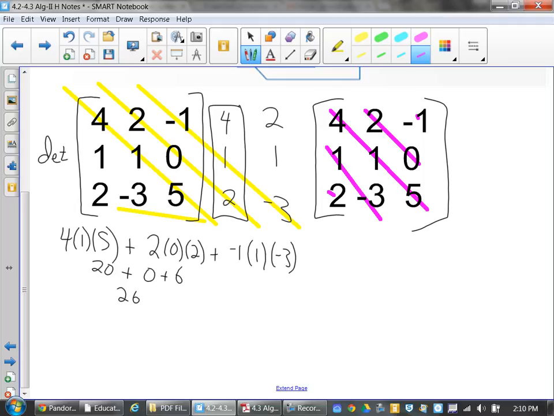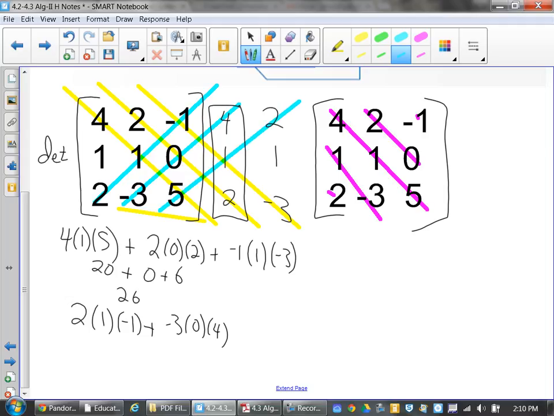And now to this, I'm going to subtract all the upward diagonals. We have to do the same exact process, but going the other direction. And that's why it's not a bad idea to write it out this way, because you're going to see all 3 of them quicker. It's just easier to see. So when I work the upwards: 2, 1, negative 1, plus negative 3, 0, and 4, and then 5, 1, 2. It's the same process every time.